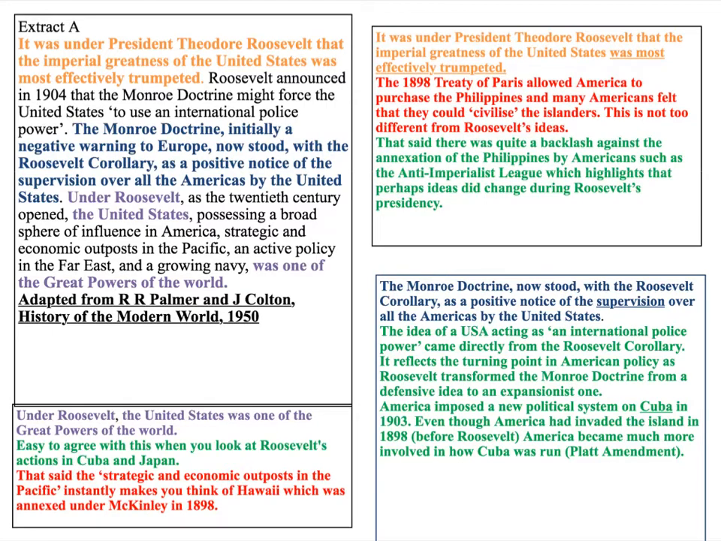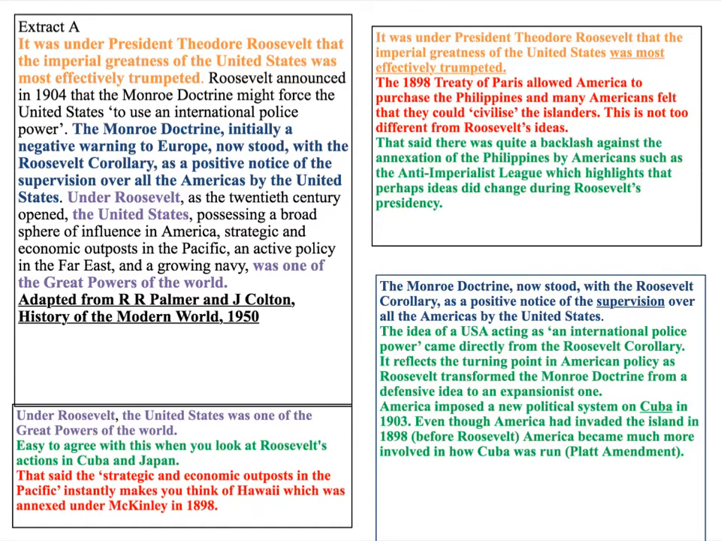And finally, under Roosevelt, the United States was one of the great powers of the world. And I think if you look at Roosevelt's actions in Japan and in Cuba, you can really see why he said that. Okay, certainly America is no longer just focusing on itself, which focuses on areas like Japan outside of the Monroe Doctrine. But that said, the strategic economic outpost in the Pacific makes me instantly think of Hawaii.